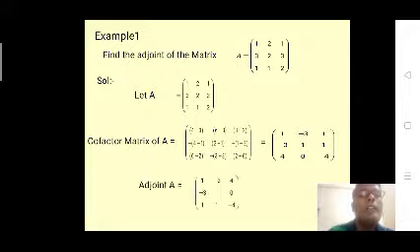Now we write the adjoint of A. How to write the adjoint of A? It is the transpose of the cofactor matrix. Here transpose means we just interchange rows and columns. Then we get the adjoint of A equal to [1, -3, 4; -3, 1, 0; 1, 1, -4]. We see another example, example 2.